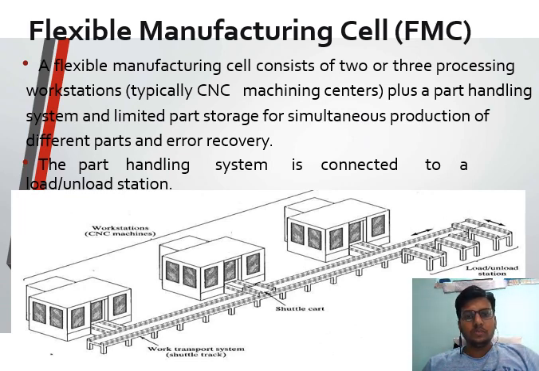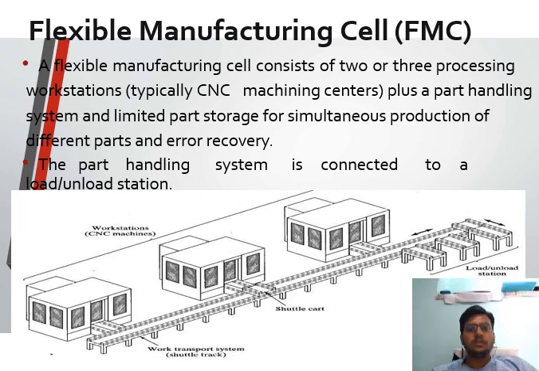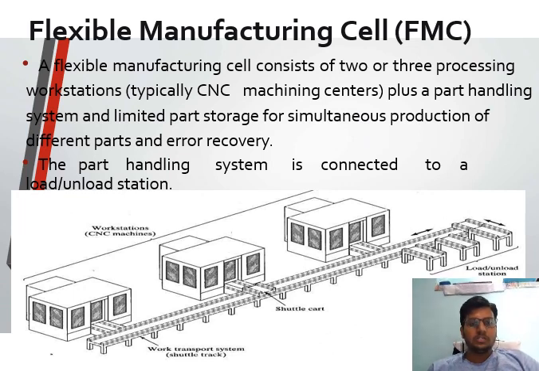So this is a particular track for your shuttle, where our part is moving from one CNC station to another station, and this is connected to your load and unload station, where we can load or unload our raw material or end product. So the part handling system is connected to your loading and unloading station. This is your flexible manufacturing cell.